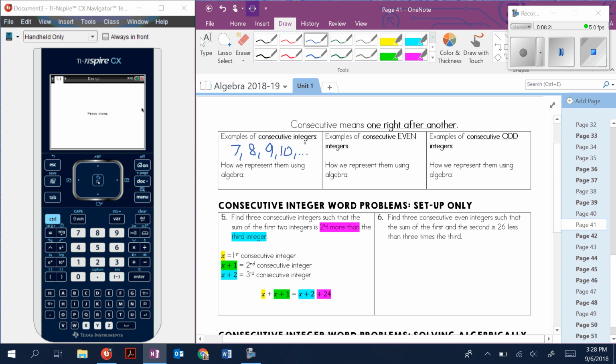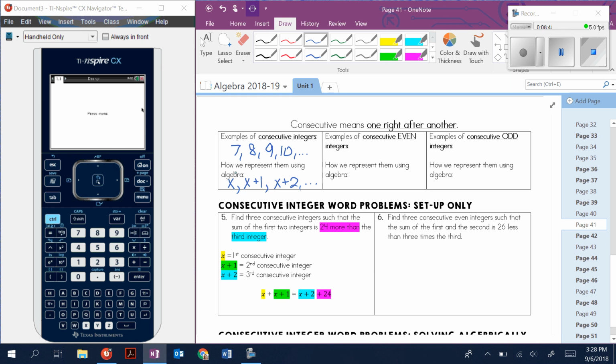If we represented them using algebra, we would say x is the first one. How would I get from 7 to 8? Yeah, you add 1, so x plus 1. And then from 7 to 9, we would add 2. So x plus 1, x plus 2, x plus 3. We're just adding 1 every single time.